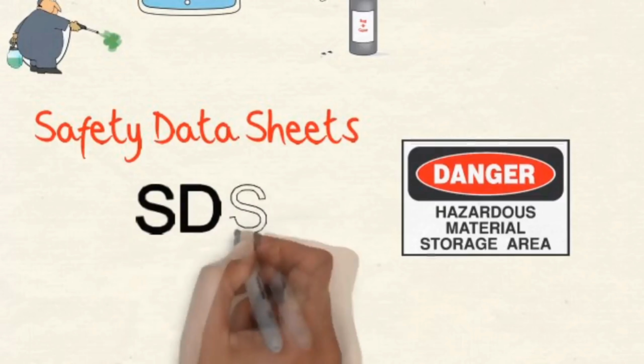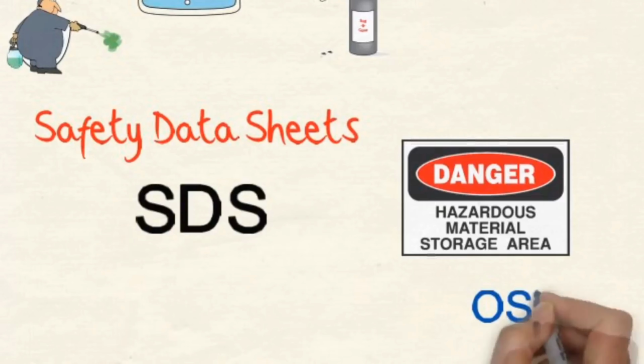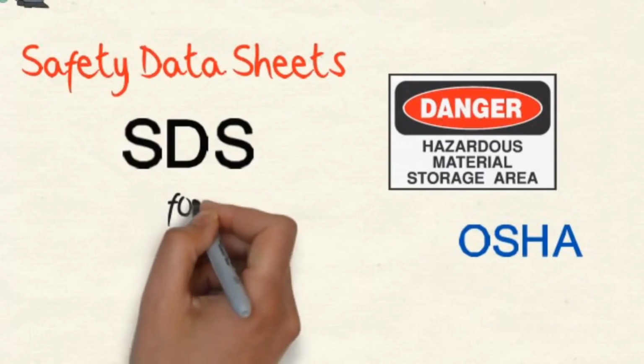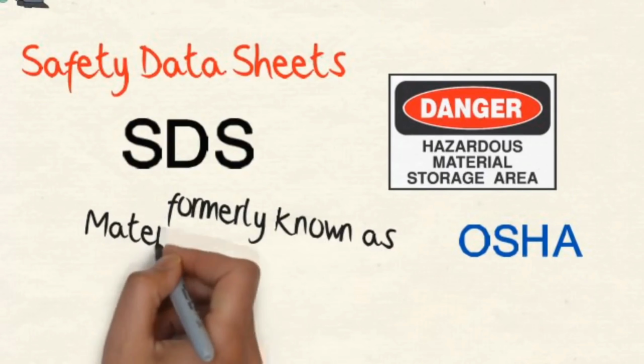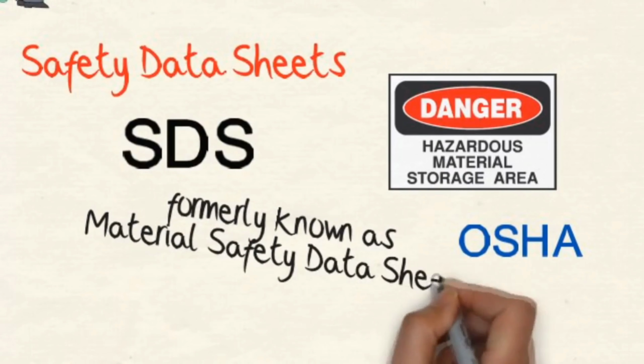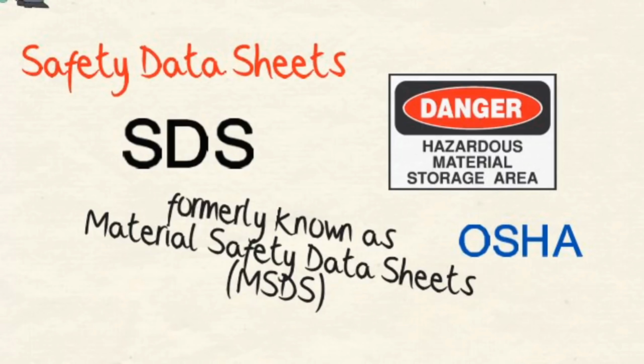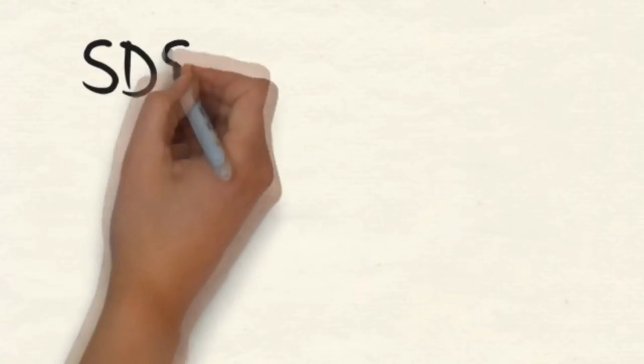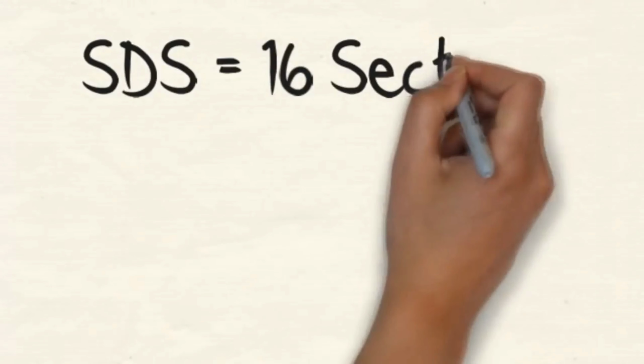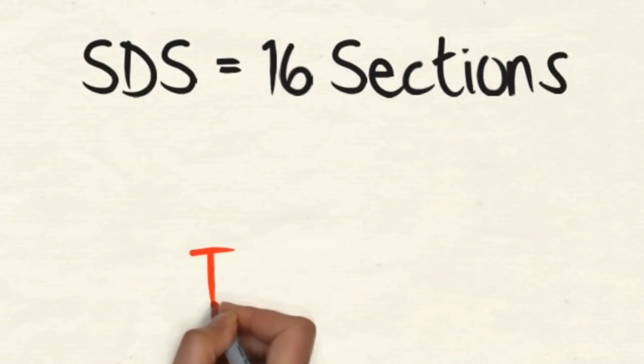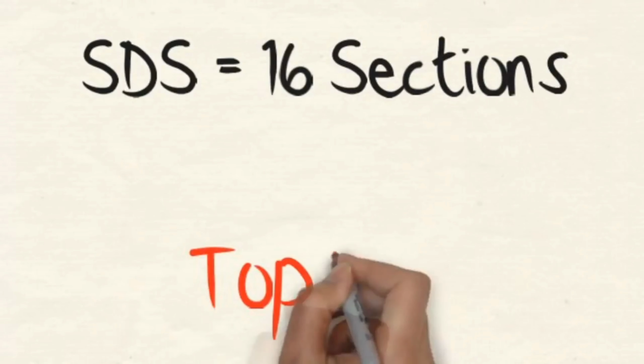OSHA's Hazard Communication Standard requires chemical manufacturers, distributors, or importers to provide safety data sheets, formerly known as Material Safety Data Sheets, or MSDSs, to communicate the hazards of chemical products. All safety data sheets are required to follow a specific format and provide detailed information in 16 different sections. To protect yourself, your coworkers, and your family members, here are the top 10 things you should look for on a product safety data sheet.